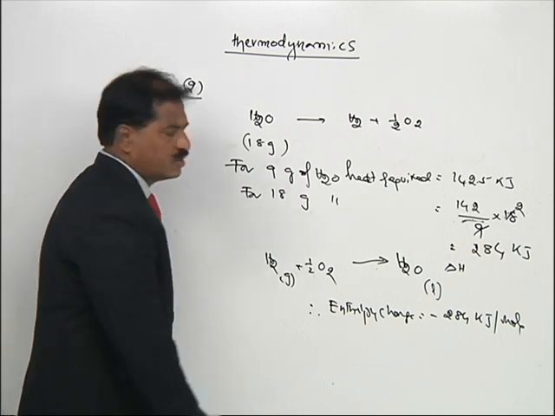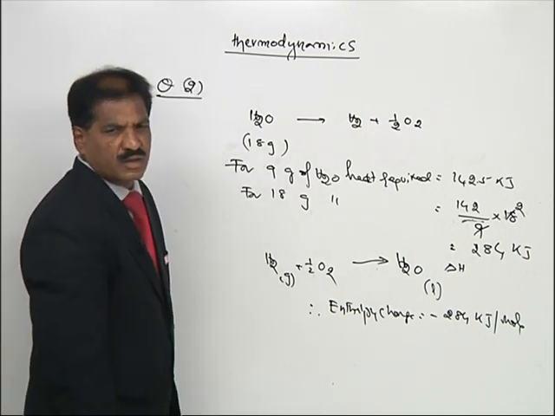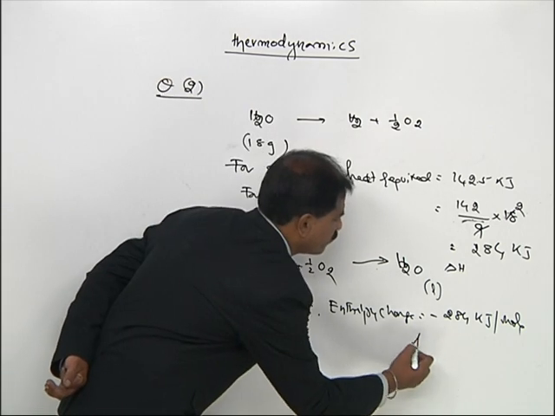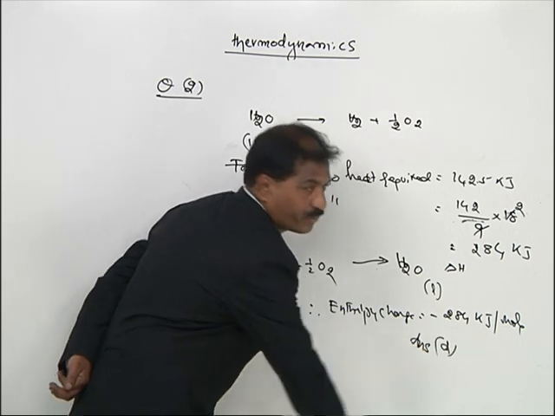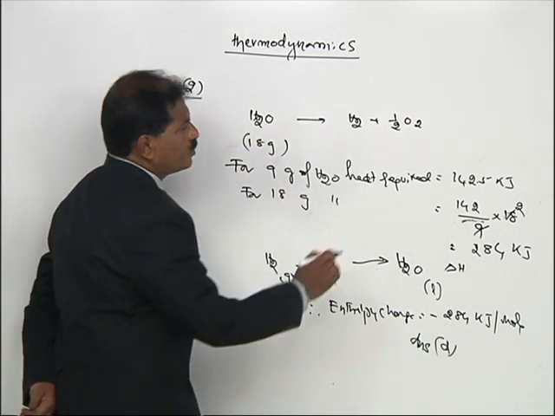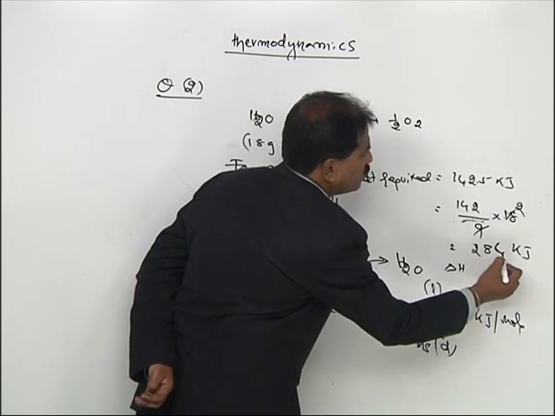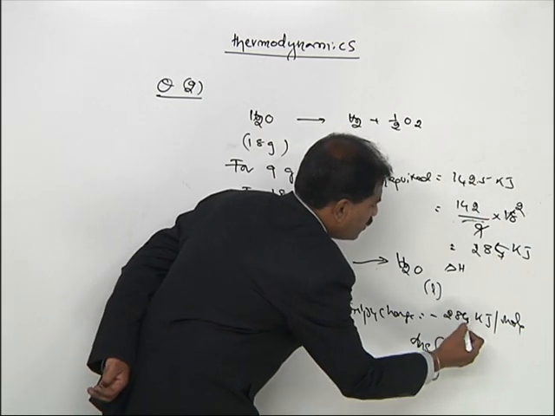So, answer is D. Just wait, 142.5. Okay, this is 285. So 285. Answer is D.